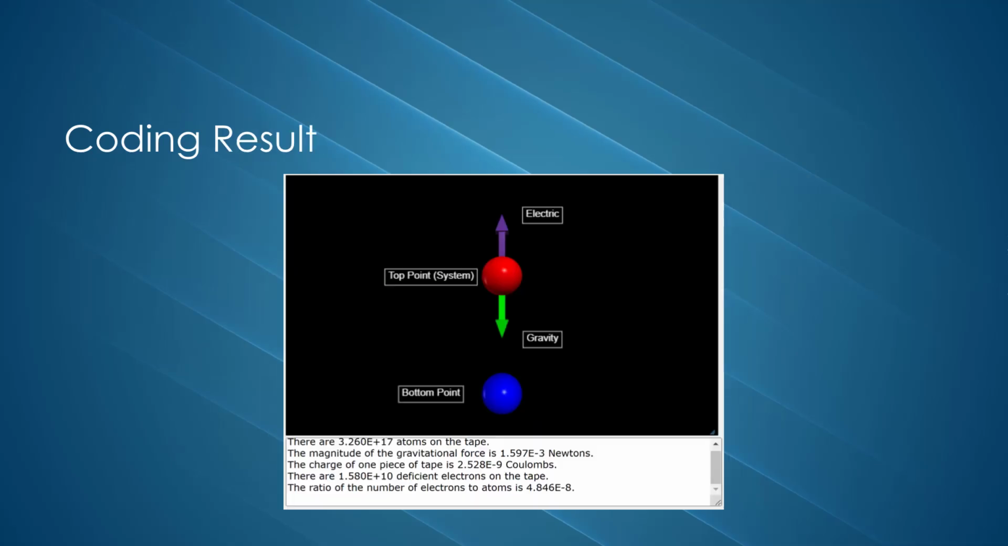Here's the result from our models. At the bottom, you can see some of the numbers from our calculations, and at the top, you can see how the electric and gravitational forces are equal but opposite.